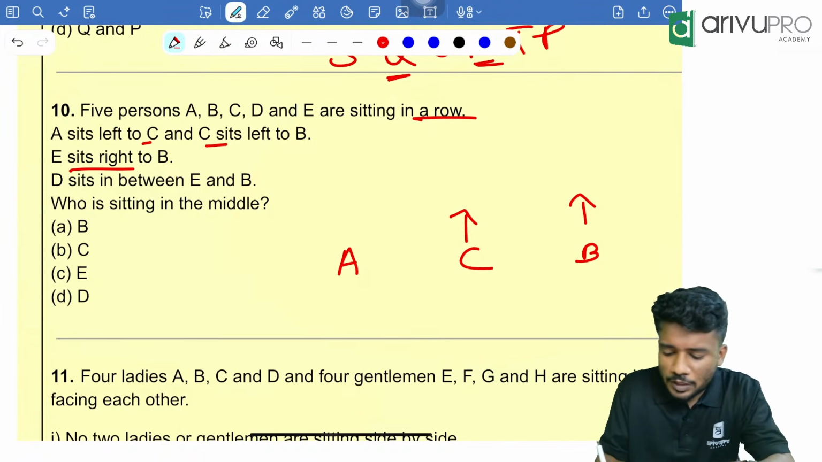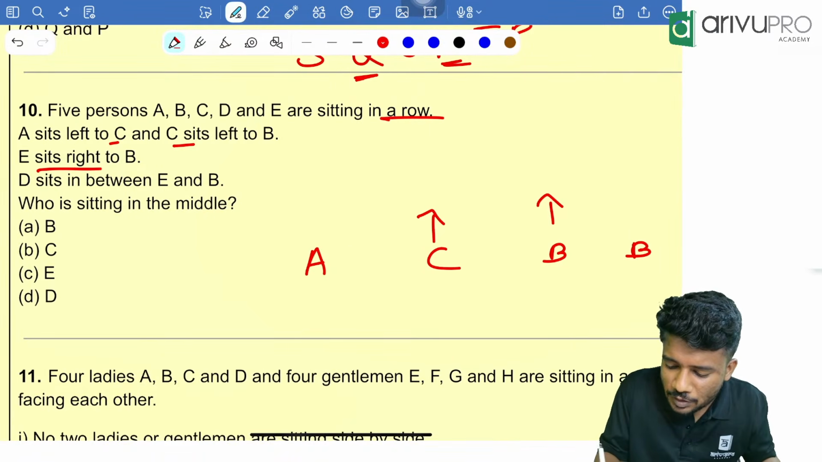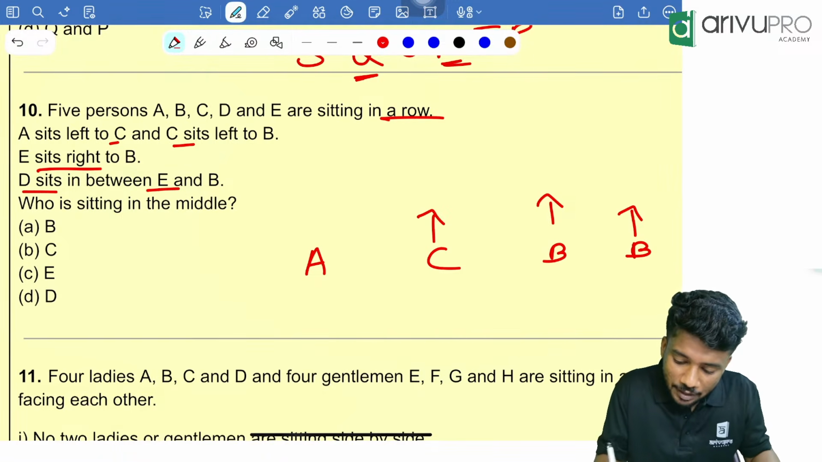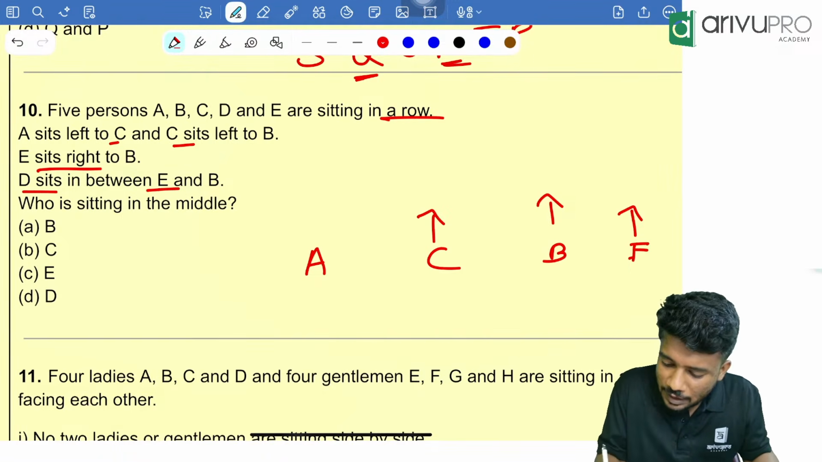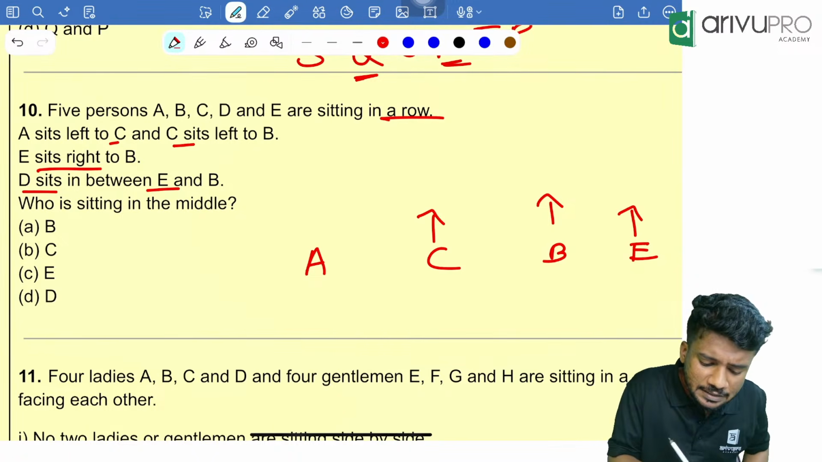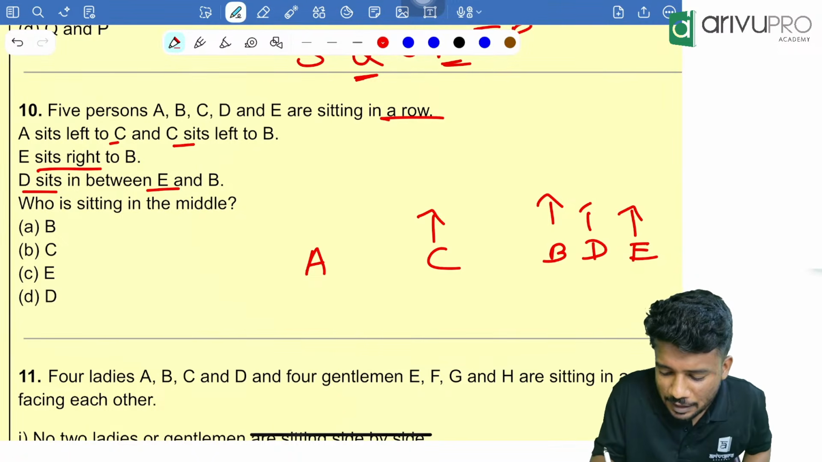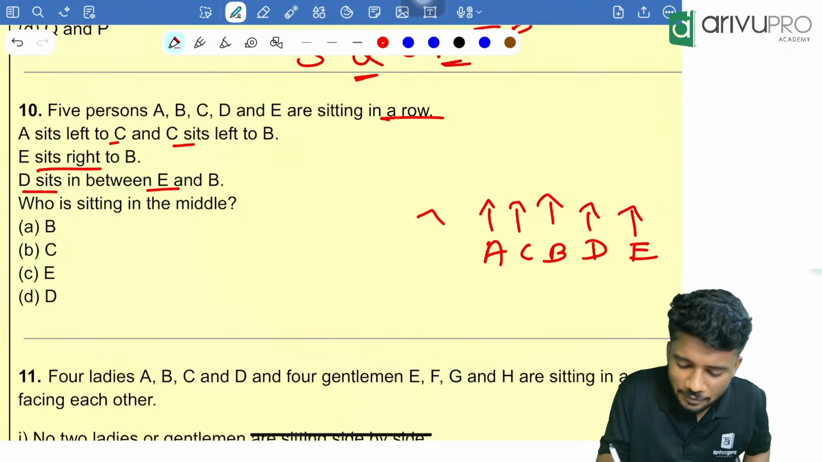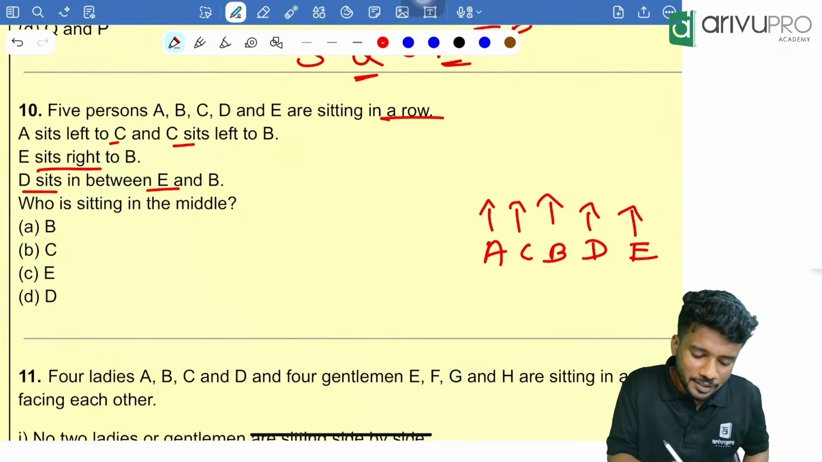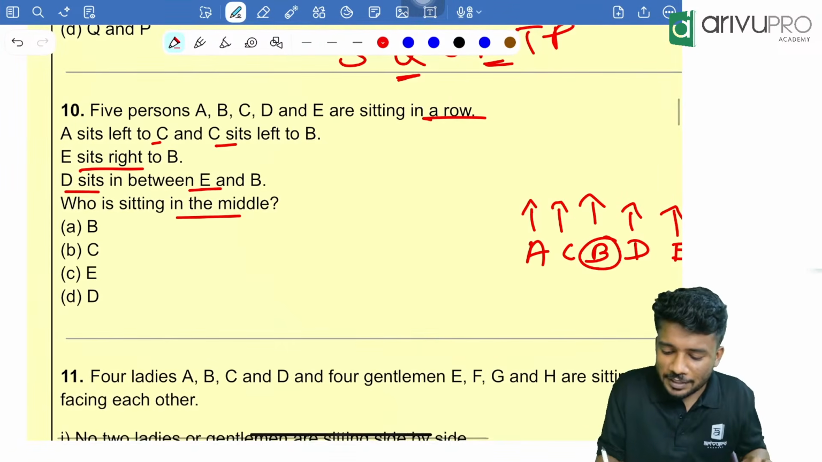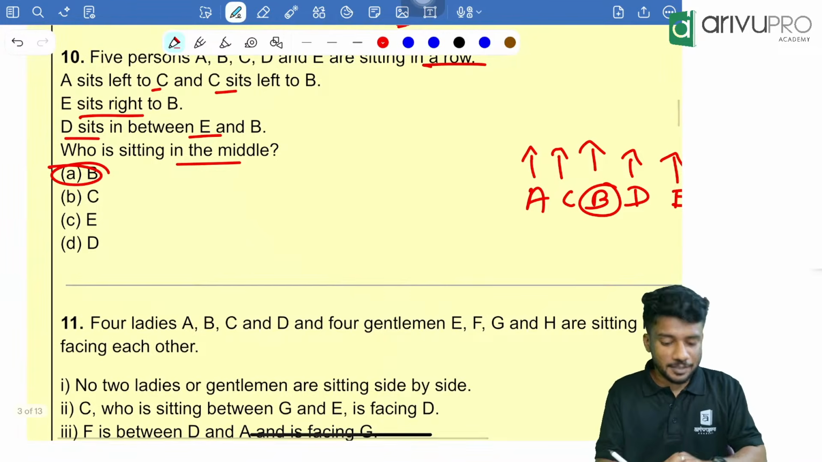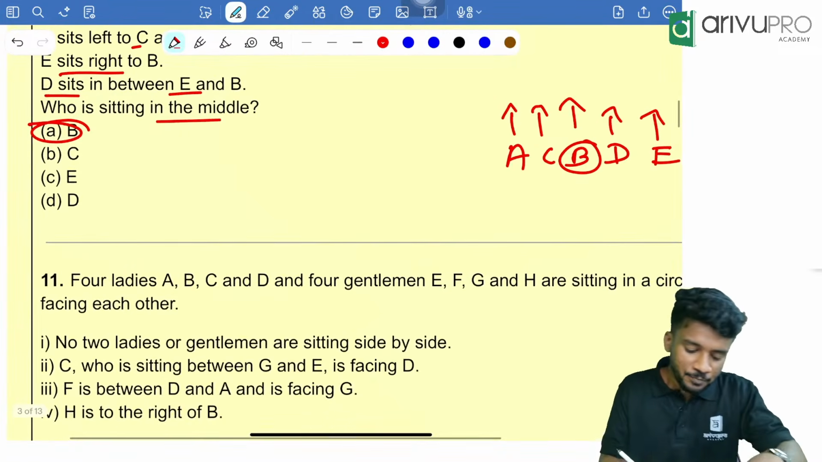E sits to the right of B. D sits between E and B. Sorry for that. Correct. So A, C is remaining. I'll write A and C over here. Perfect. Five people are there. Now the question is, who is sitting in the middle? B is sitting in the middle. Option A is the answer. Tomorrow permutation combination.